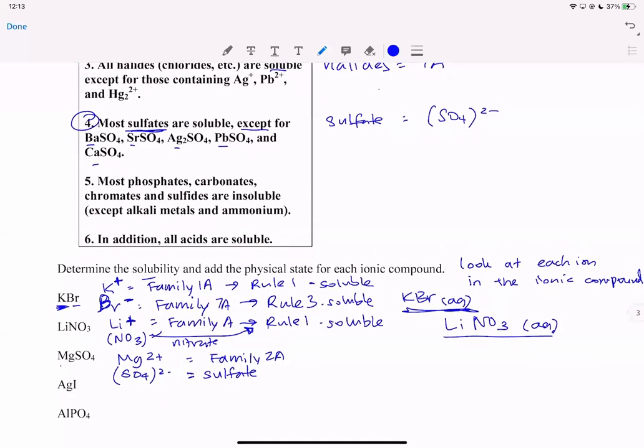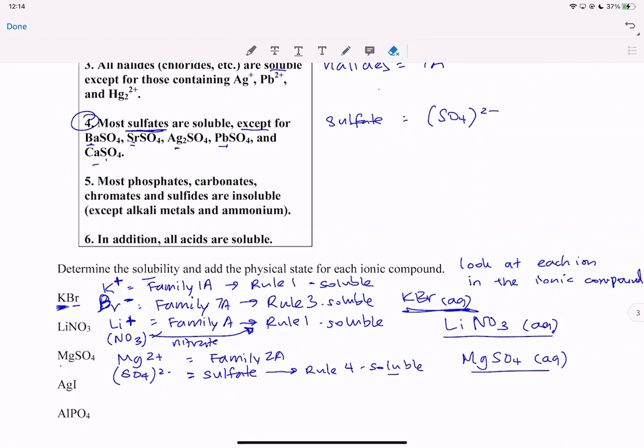So for this one, you have sulfate, which is rule 4, which says this is soluble as long as it's not one of those exceptions. So you check, is magnesium one of those exceptions? And the answer is no. So that means it's still soluble, so you would write MgSO4 with an AQ physical state. And there's nothing for the magnesium. There's no rule for family 2A.